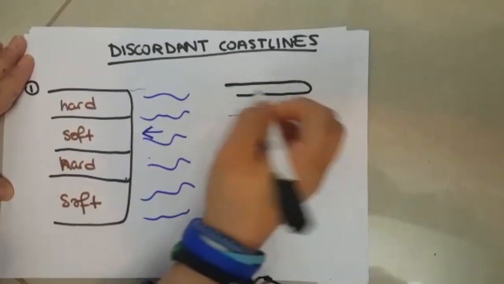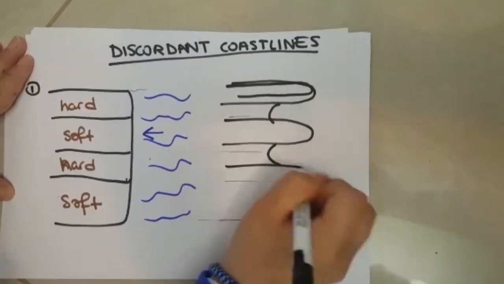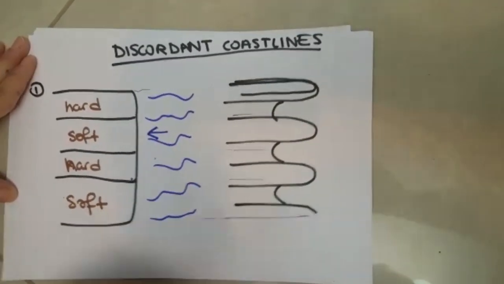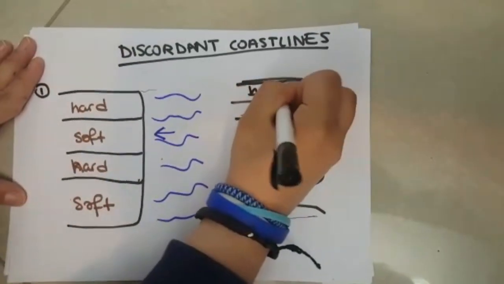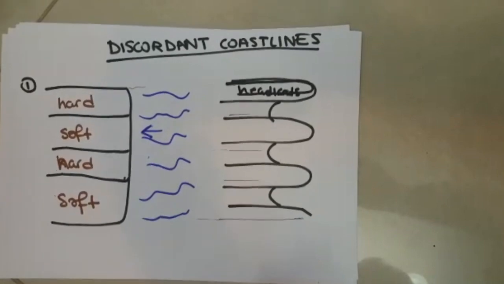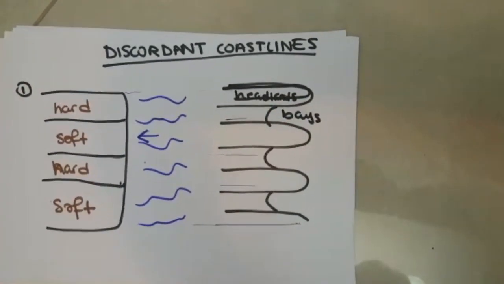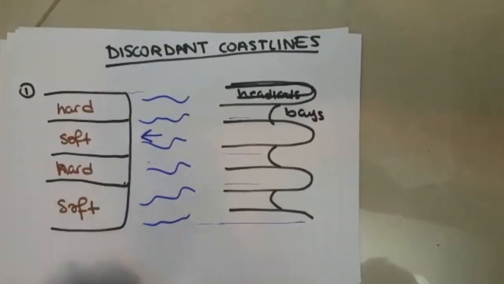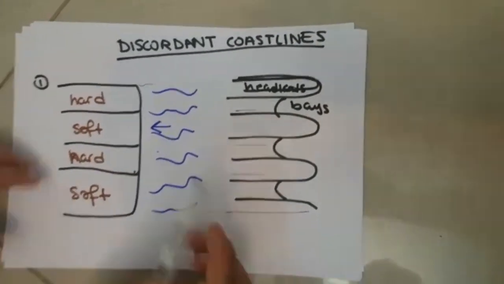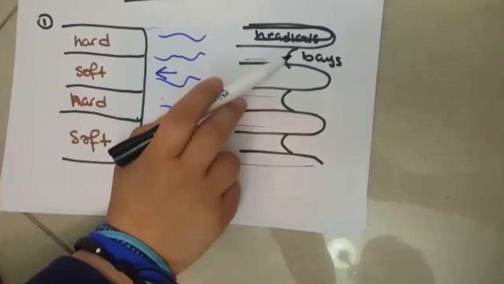This causes the formation of headlands and bays. As we see here, the headlands are parts of the coastline that are usually high with a sheer drop, and they stick out, while bays are a broad area of the coast that has retreated towards the mainland. This happens over many, many years of erosion, as the soft rocks are worn out faster to create the bays, and the hard rocks resist the erosion and form headlands.